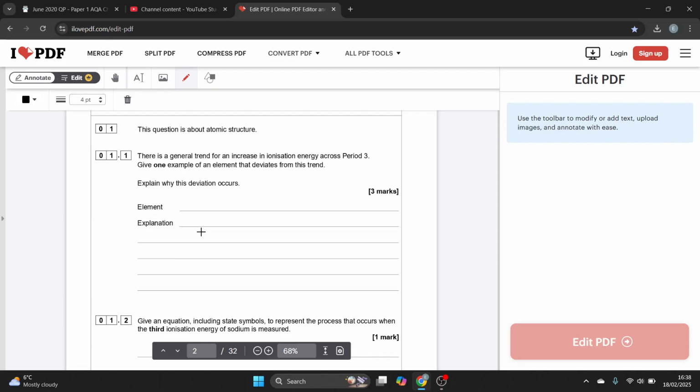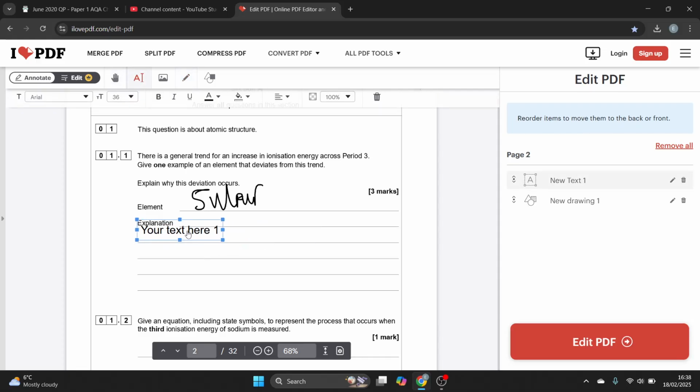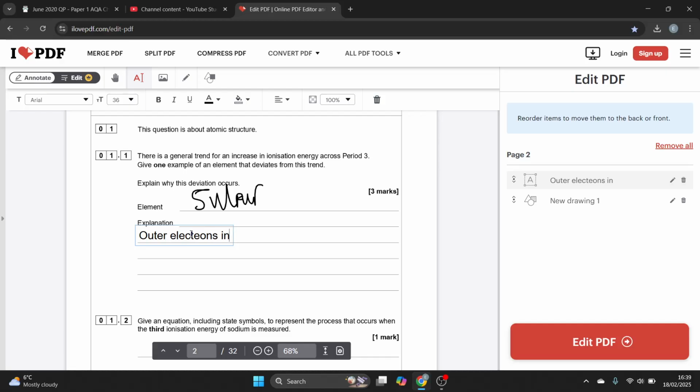Then it says a general trend. Give an example of an element that deviates from its trend. So why does it deviate from the general trend and increase? One element that deviates from the trend in period 3 is sulfur, because in sulfur the paired electrons repel. So in sulfur the outer electrons, I need to be specific, the outer electrons in the 3p orbital pair and paired electrons repel.